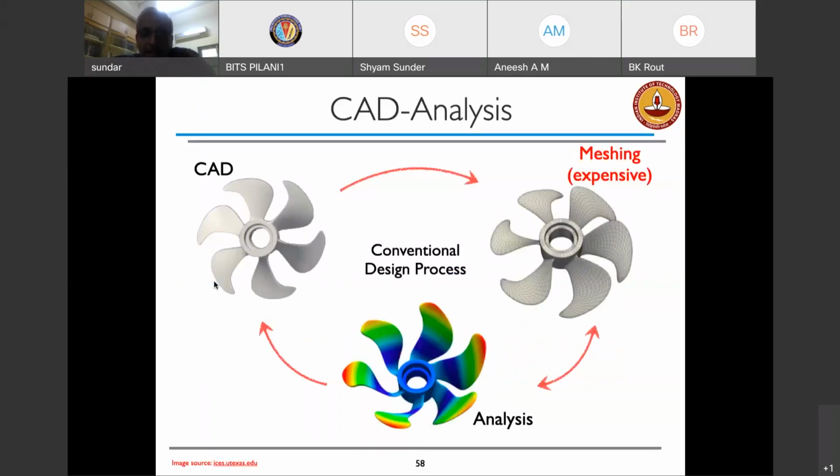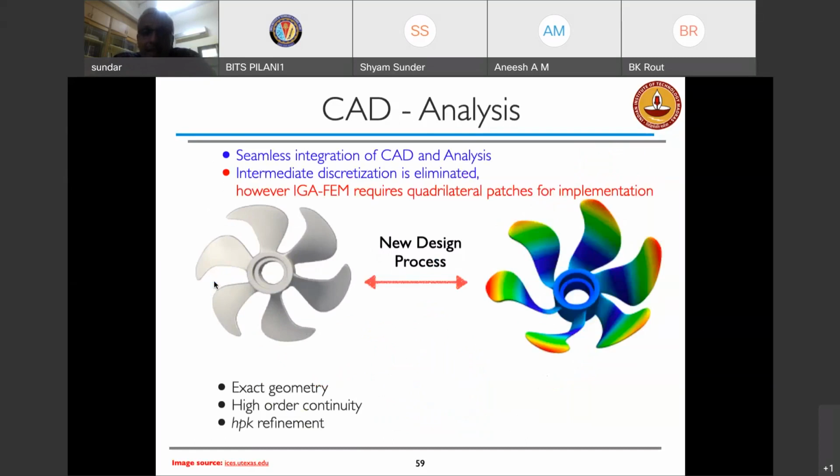So remember this figure that I showed you at the earlier presentation, where it shows a typical design cycle. We have a CAD model, then we have the analysis suitable step called the meshing, then the analysis, right? So with isogeometric analysis, the idea is we can go from CAD to analysis directly without this complex, time-consuming discretization step. And this gives a seamless integration with the CAD model. The good thing is it can represent the geometry exactly.